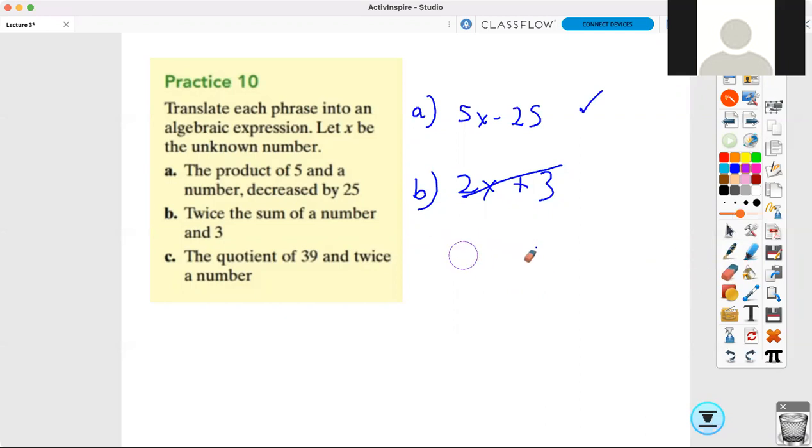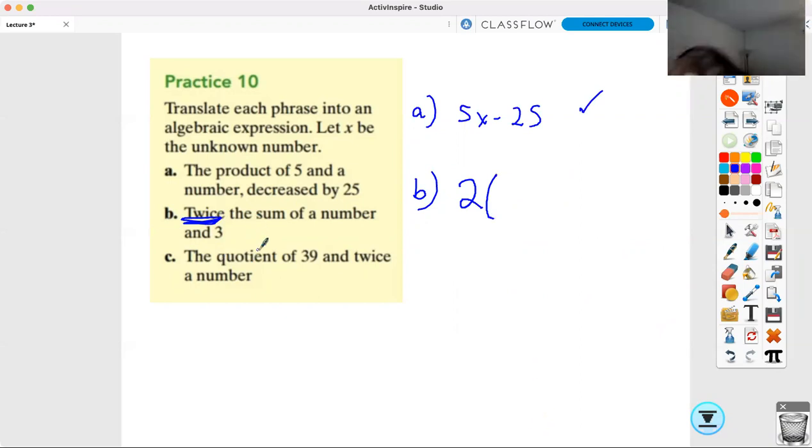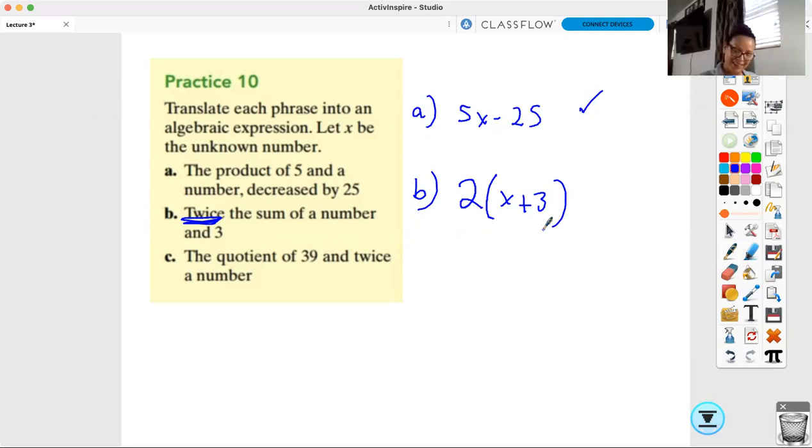So keep throwing your ideas out there. You want to make sense of this. So look at what I do. What does this say? Twice. So we know it's going to be a number. What number? 2. And when we twice something, what operation are we going to do? Multiplication. Would it be 2 times x plus 3? It would be 2 times the parentheses x plus 3. Yeah, 2 times x plus 3. Do y'all see why the x plus 3 is in some parentheses?